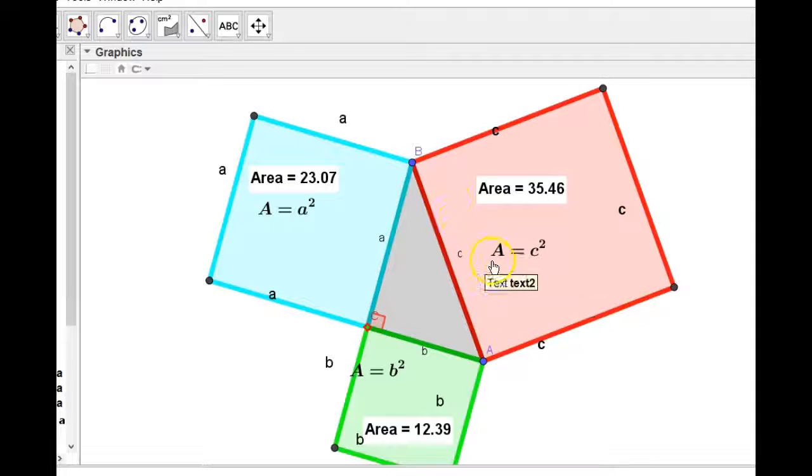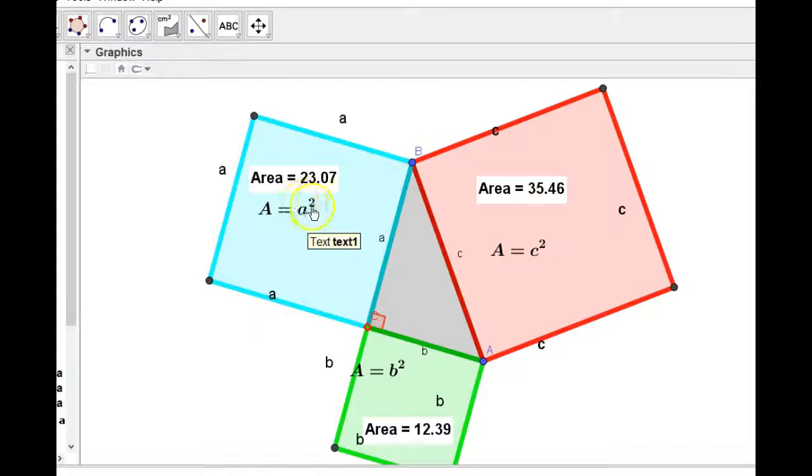Because in a square, each of the sides is equal. So this is side C, C, C. So if you multiply C times C, that is C squared. So the area of this square will be C squared. That's why if we are given just one side of a square, we can just square that one side and get the area of the whole square. So that's what the formula means.